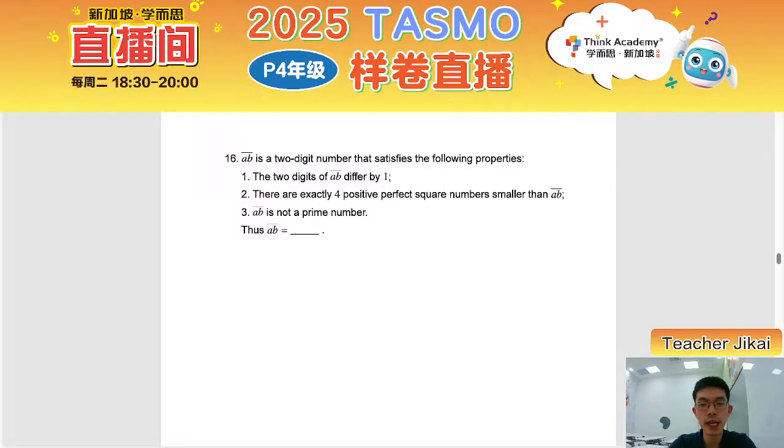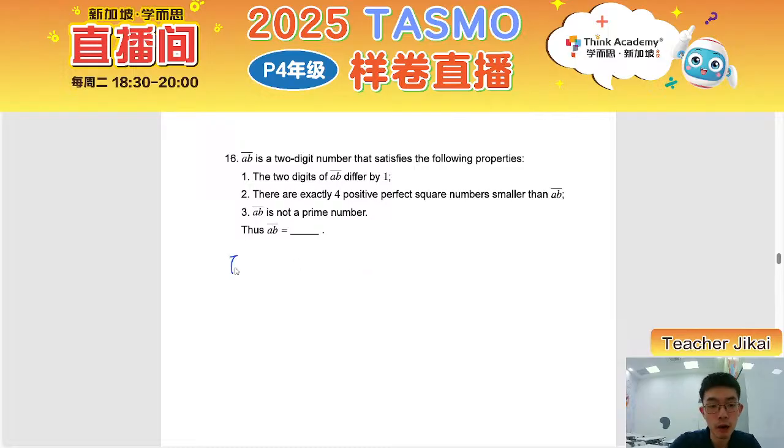Alright, if no, then continue. So let's get back to question 16 here. Alright, AB is a 2-digit number and satisfies the following properties. So first, the digits of AB differ by 1. And then, okay, we have so many AB, so we skip it, right? There are exactly 4 positive perfect square numbers smaller than AB. Yeah, this point is important, right?